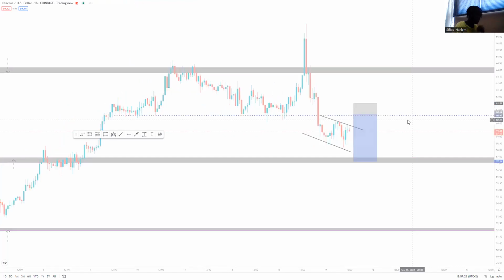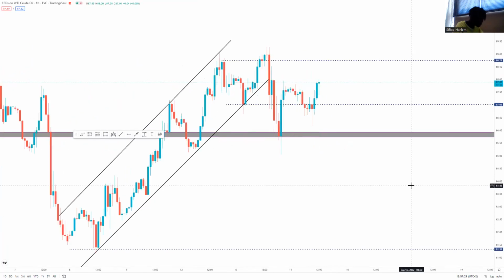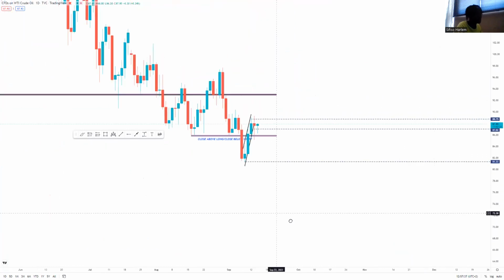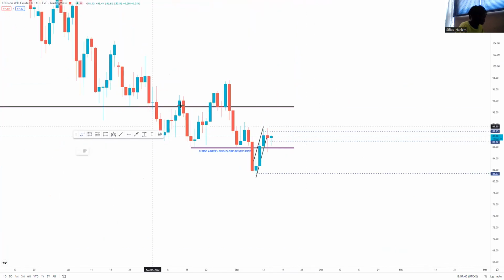So last but not least, we have oil, one of my best pairs. Simple as ABC. Now, oil was holding the zone, the support zone, for a very long time, and chose to break back in.